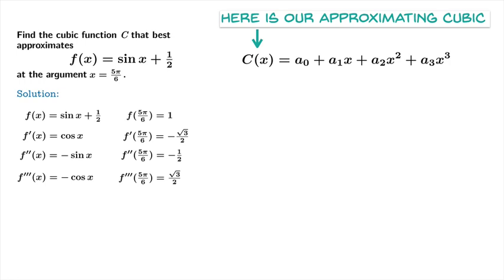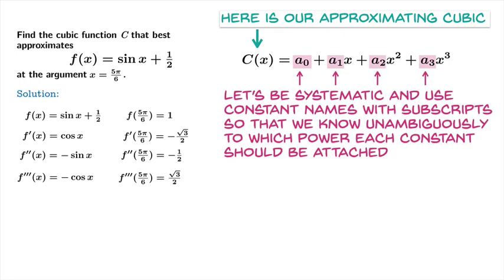And the first thing we're going to do, we're going to change up the way we describe the coefficients. So let's be systematic about this and use constant names with subscripts, so we don't run out of letters. Because if we just use A, B, C, D, E, F, G, that's not going to provide any kind of regularity. And by looking at the subscript, we can match up what constant belongs to which power. So a3 should belong to the cubic term, and so on. So we'll be a little more systematic about that.